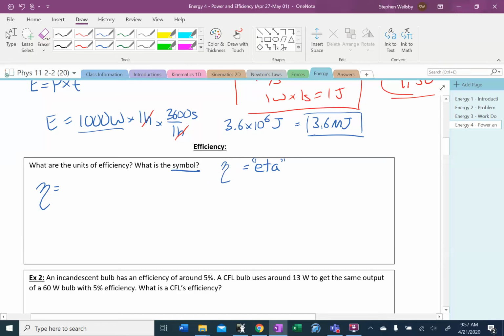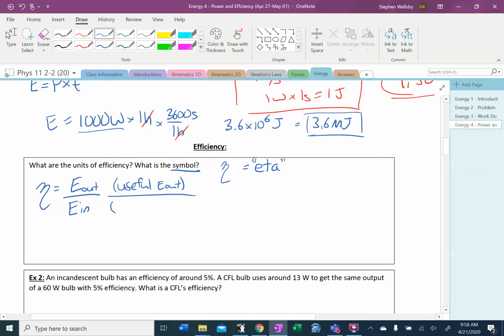So eta can either be the energy out, sometimes called the useful energy out, and that's divided by the total energy that you put into the system. So, for example, something with 50% efficiency means that out of every, say, 100 joules that I put into it, 50 joules comes out as useful energy of some sort. So we don't count the energy that is wasted.